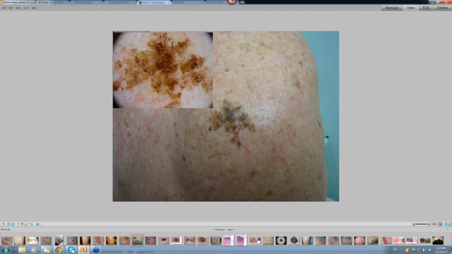This was another lesion that a plastic surgeon was going to remove on this gentleman's arm, but of course you put a dermatoscope on it and look at it. You can see it's a series of brown clods here, and this was all a seborrhoeic keratosis. It was quite rough on the surface as well.